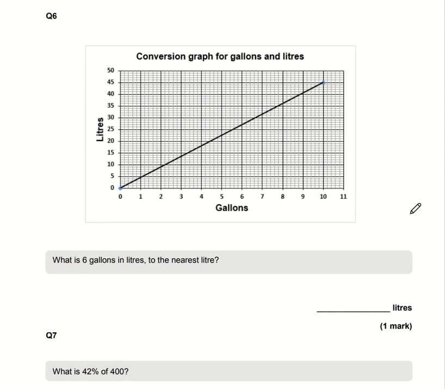Question number 6. So we've got a conversion graph for gallons and litres, and we need to work out what 6 gallons is in litres to the nearest litre. So we've got gallons across the bottom. I'm going to find 6 gallons, which is here, and just go up to the line at this point here and go across to see where it hits the line on this vertical axis here. Now, it's quite hard to read as it's quite small at the moment, but for me, this is 2 above 25. So 2 above 25, we're going up in ones here. So 25, 26, 27. So that is 27 litres.